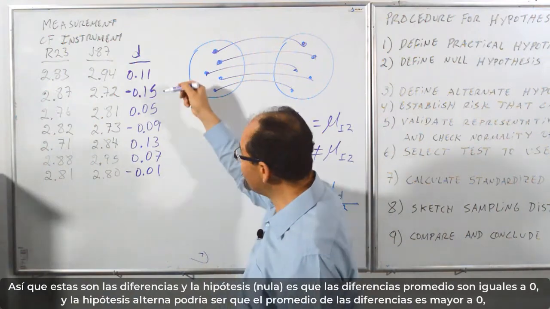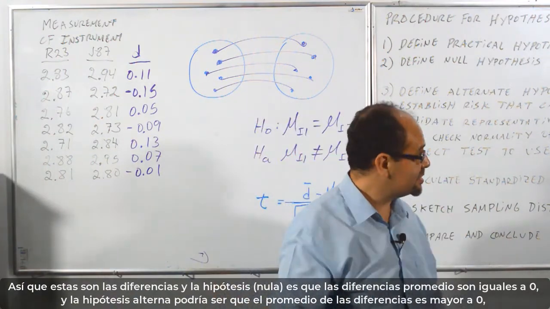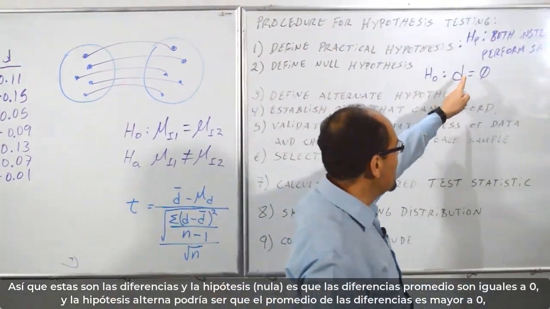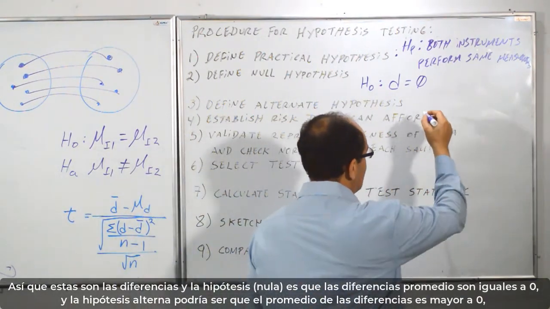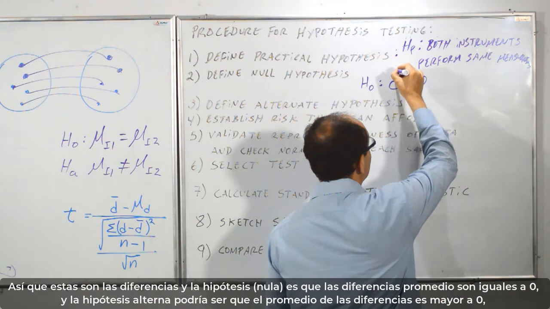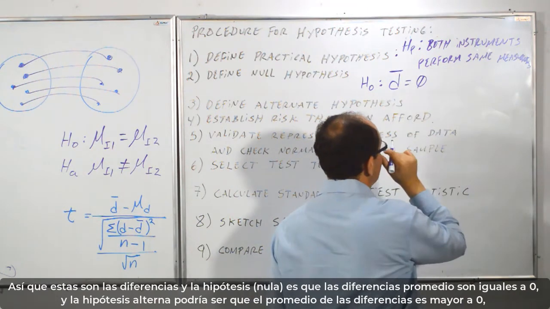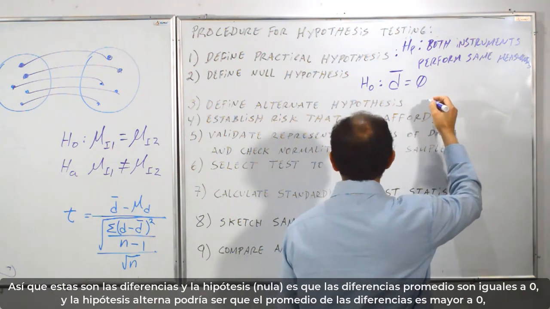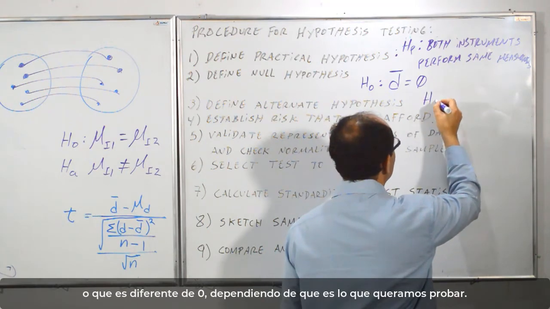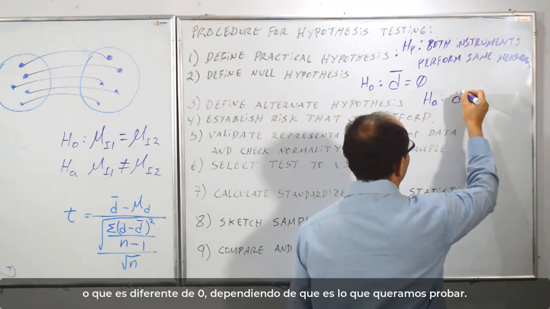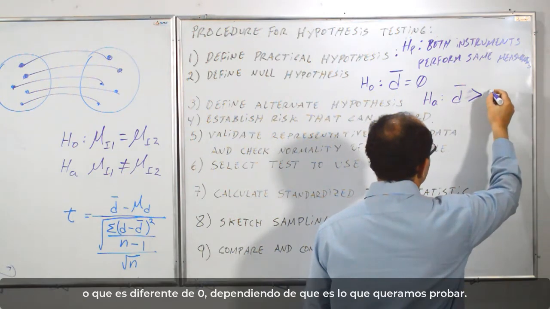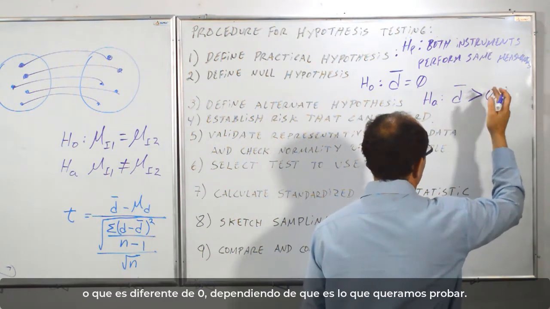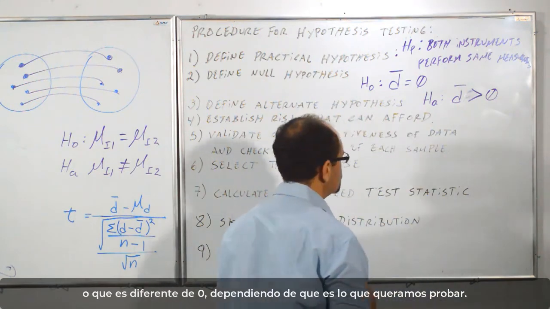So those are the differences, and the null hypothesis is that the average of the differences is equal to 0. The alternate hypothesis can be that the average for the differences is greater than 0 or different than 0. It depends on what I want to test.